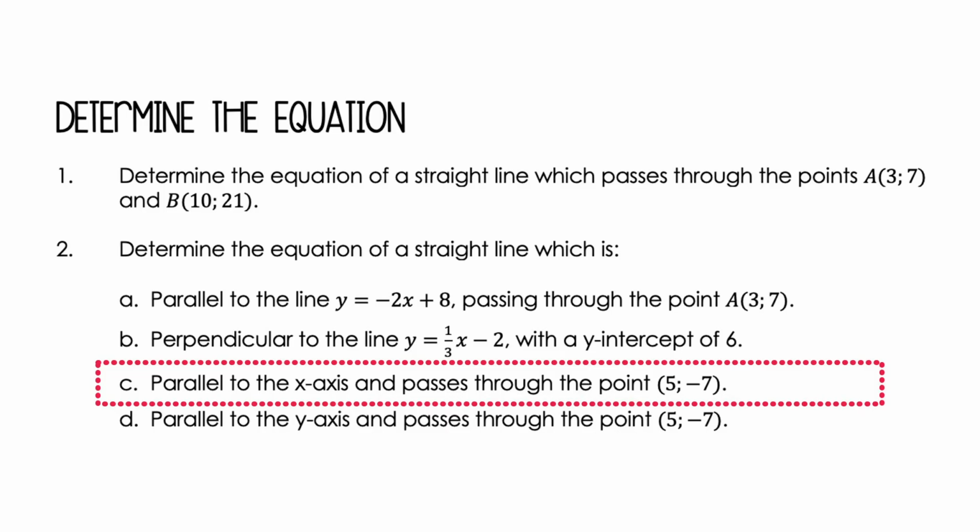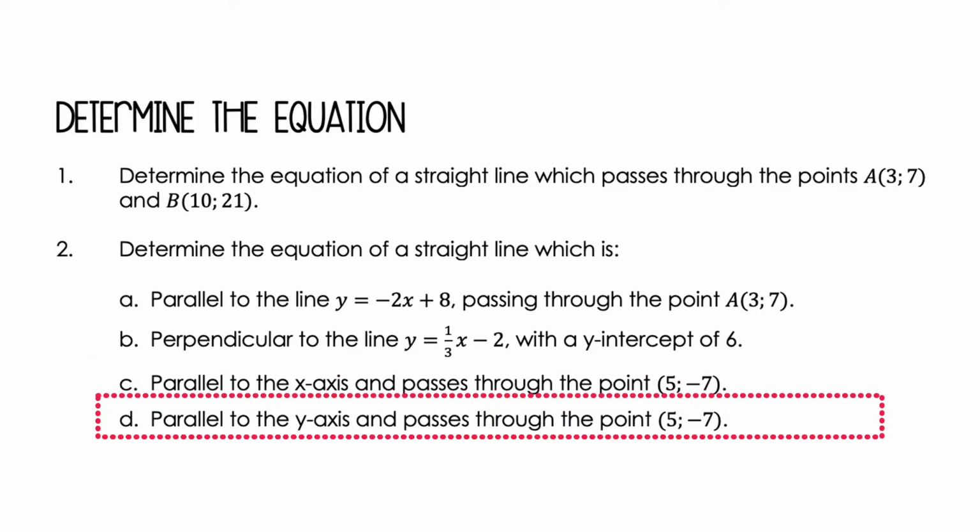The last two questions I'm just going to link together. Determine the equation of a straight line which is parallel to the x-axis and passes through the point 5 and negative 7, and parallel to the y-axis and passes through the point 5 and negative 7. So both of these questions are very similar. So I just want to quickly discuss them.